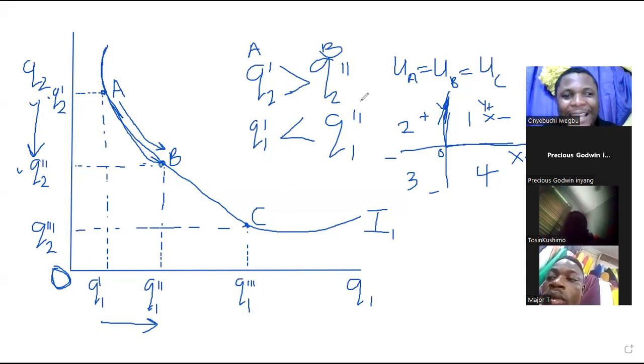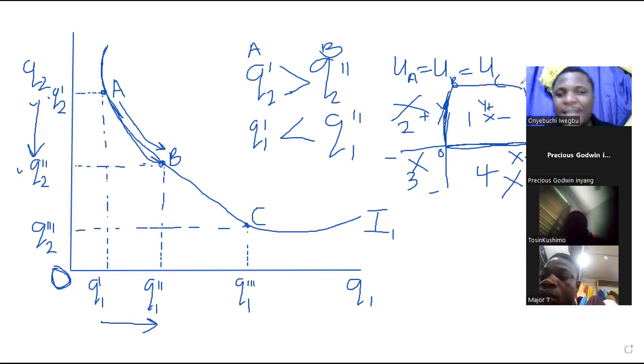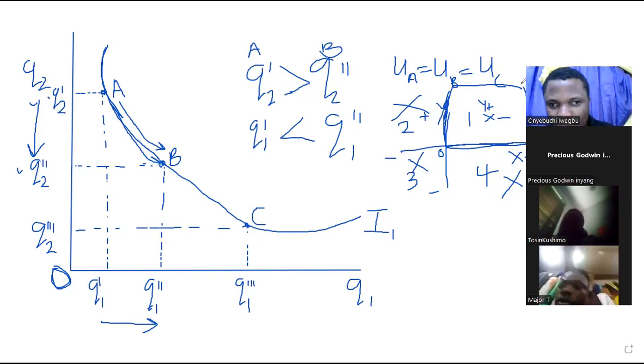Indifference curve. I cannot draw my indifference curve on this region. I cannot draw my indifference curve on this region. And I cannot draw my indifference curve on this region. I can only draw my indifference curve in the first quadrant. That's the first property of my indifference curve.